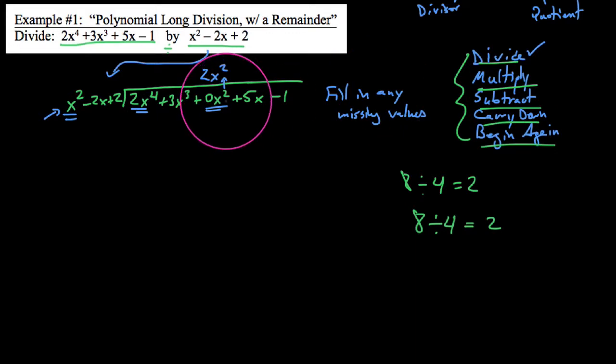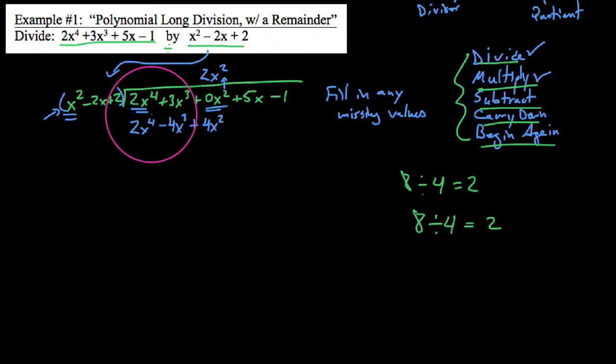The next thing on the list is the multiply. So we're going to take this term right here, 2x squared, and take it times everything out front. 2x squared times x squared gives 2x to the fourth. 2x squared times a negative 2x is a negative 4x cubed. 2x squared times a positive 2 is 4x squared. So now we've done our multiply.